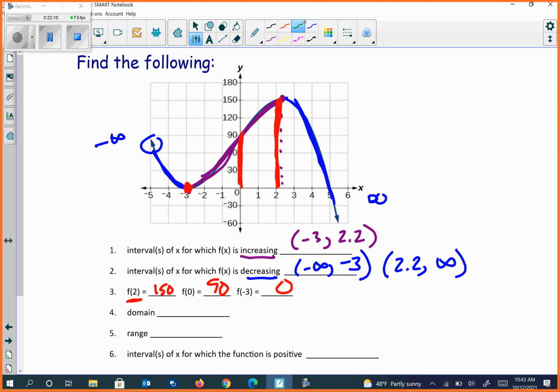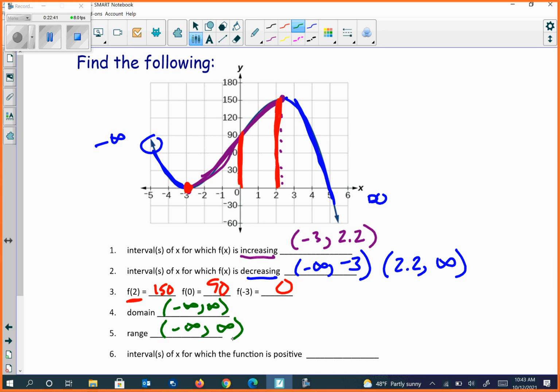My domain, it goes forever to the left. It goes forever to the right. So my domain is going to go from negative to positive infinity. My range, my arrow on the left is pointing upward. Agreed? My arrow on the right is pointing downward. Agreed? So forever downward is negative infinity. Forever upward is positive infinity. So we didn't have to find a max. That's because my two arrows were pointing opposite directions at either end.